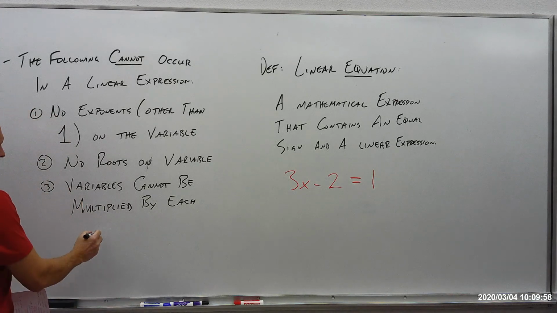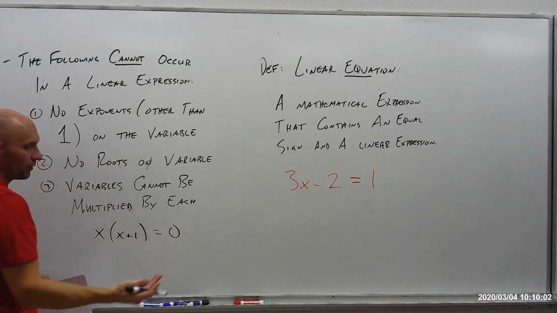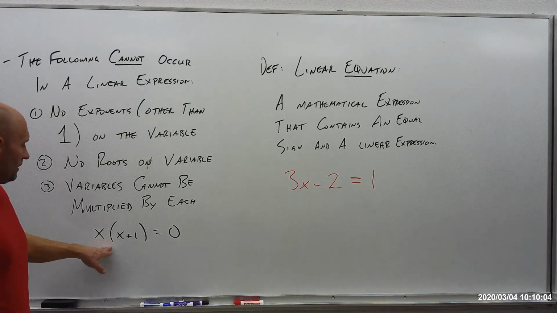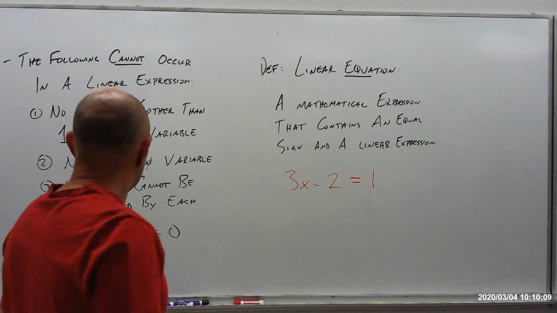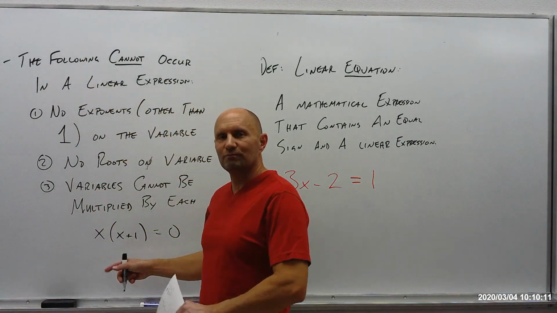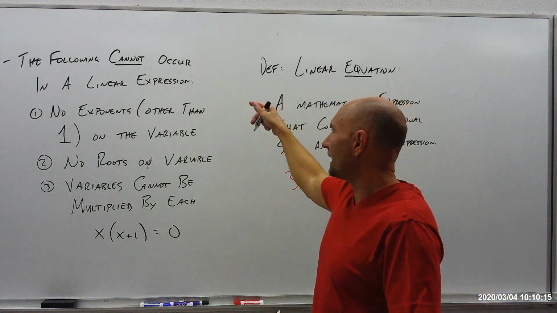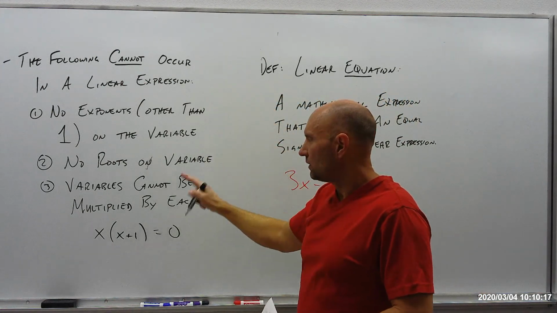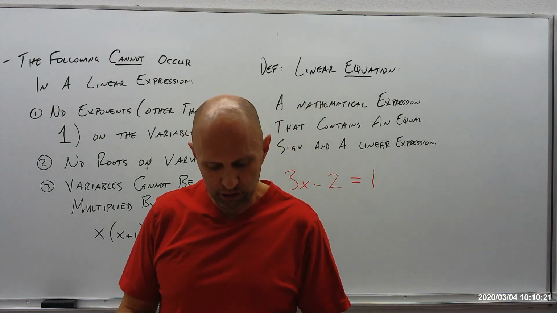So for example, I couldn't have x times x plus 1 equals 0. If I distribute, like we learned in the last lesson, I would have what? x times x, this is our exponents, turns into x squared, so we violate rule number 1. So I'm not allowed to have that. I can't have variables multiplying each other.